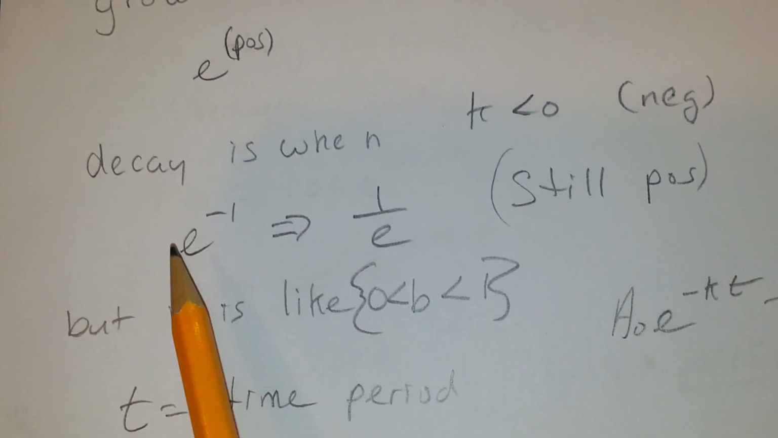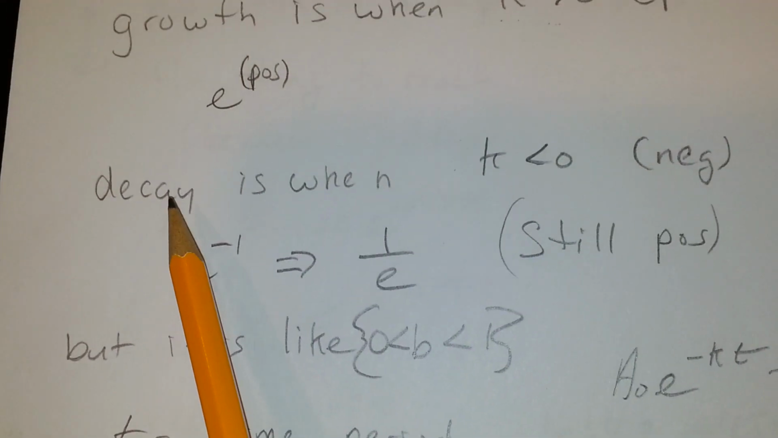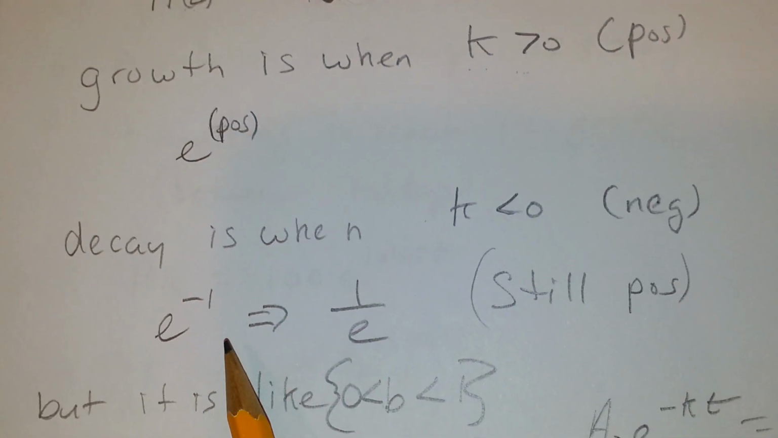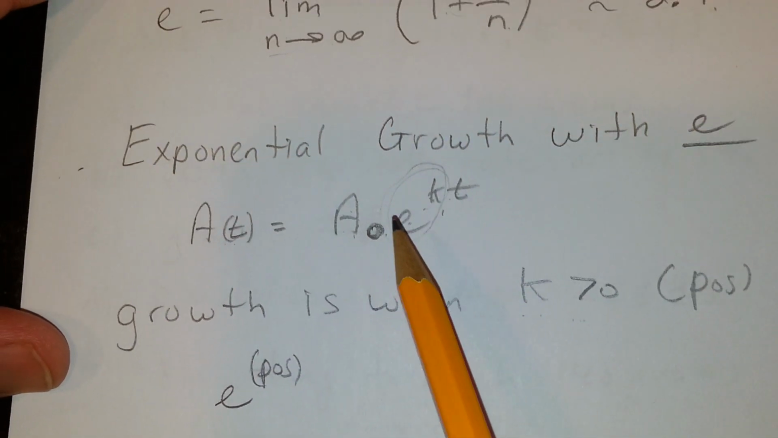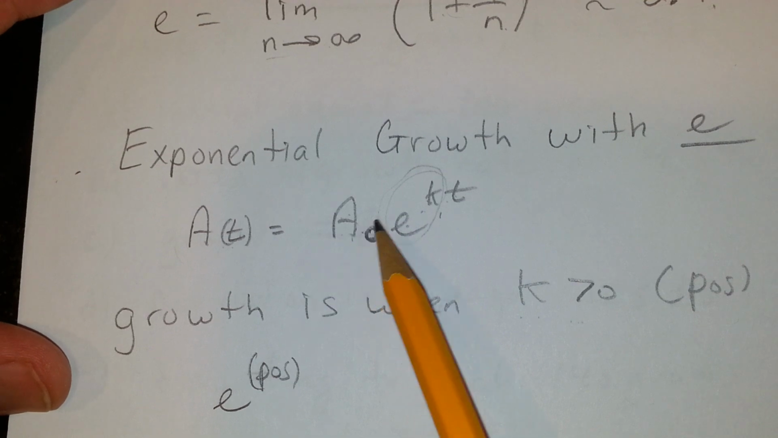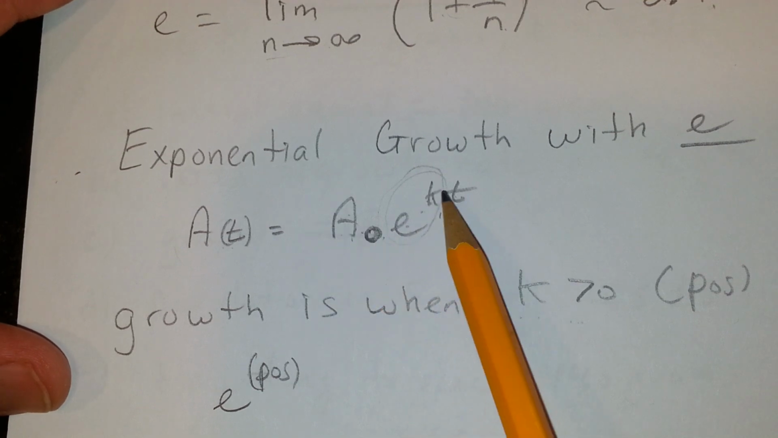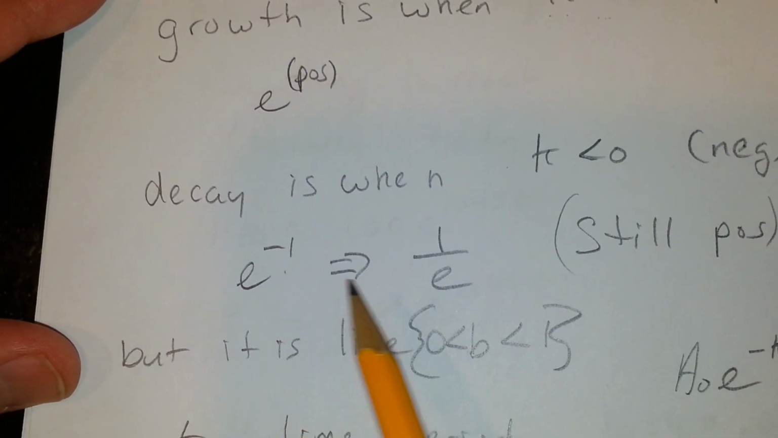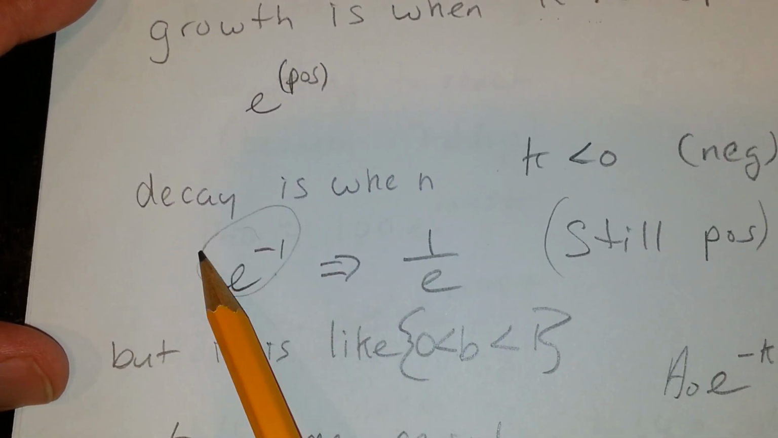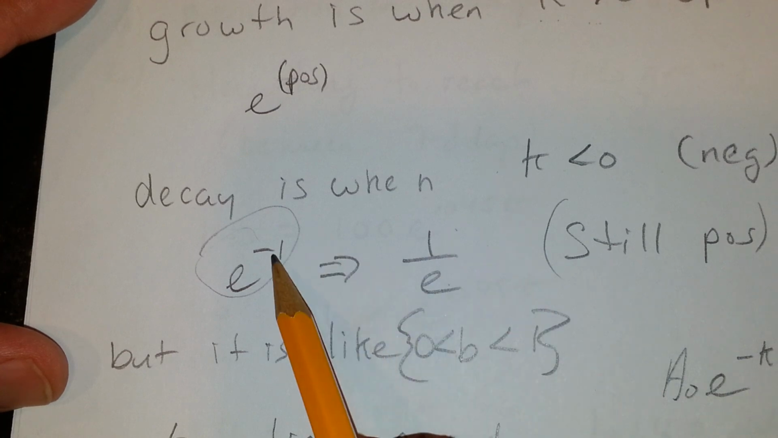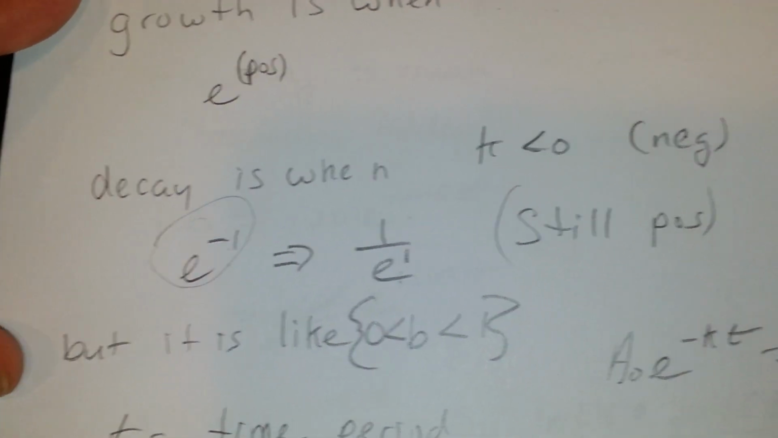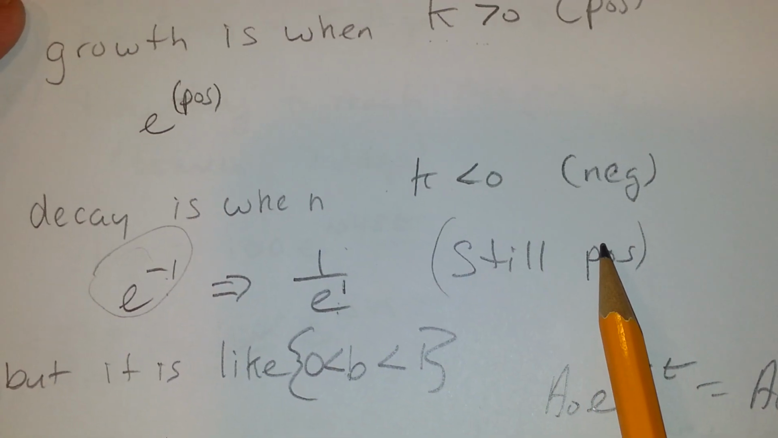Now it's a decay rate when k is less than 0. So if you go back to this original formula, my initial value times e to the kt, and k is negative. What does that do? Let's say k is negative 1. It's still a positive number. It's just 1 over e. Remember, e to the negative 1 is 1 over e to the positive 1, with e in the denominator. It's still positive.